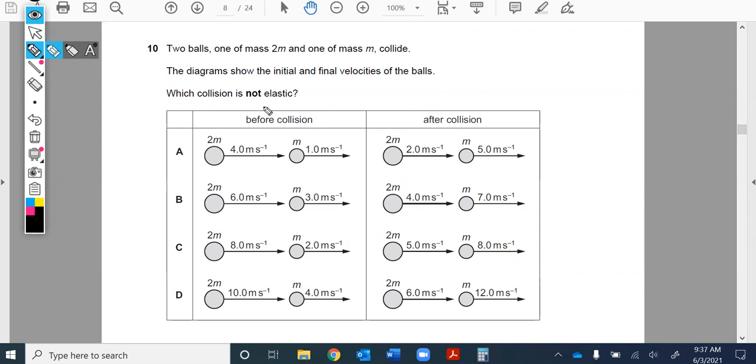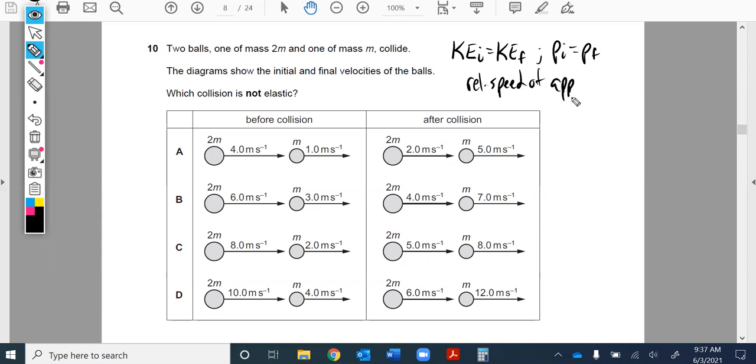So what do we know about elastic collisions? Perfectly elastic collisions have the property that the initial kinetic energy will equal the final kinetic energy. That, combined with the fact that the momentum is conserved, is enough to derive an idea that you can see in another video: the relative speed of approach, which is kind of like how fast the objects see each other initially, will equal the relative speed of separation. How fast do they see each other after the collision? The relative speed of approach equals the relative speed of separation.